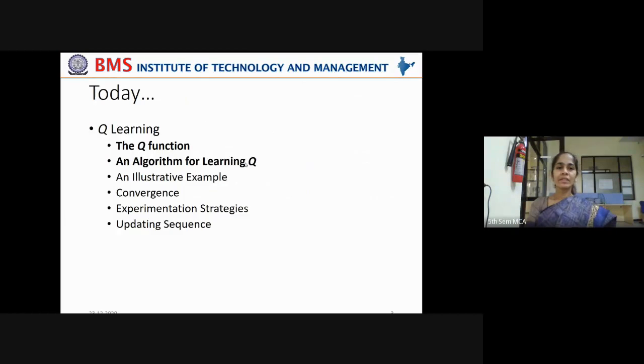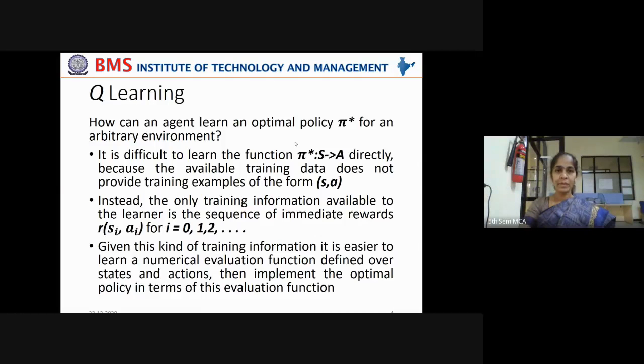In this lecture, we'll cover the Q function, a simple algorithm. And this is an important question also. They may ask you to write the steps of the Q learning algorithm. So just pay some interest to it. We'll first learn what is the Q function and what is the algorithm for learning this Q function. This is a simple session. We'll complete it quickly. Just focus. How can an agent learn an optimal policy pi star from an arbitrary environment?